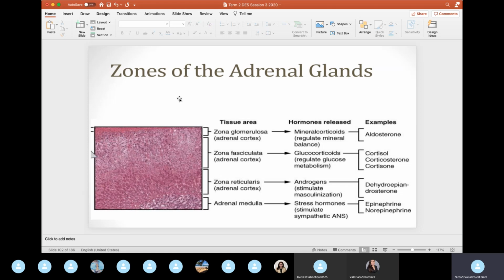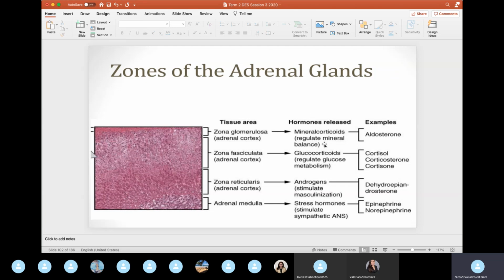This is my favorite. Zones of the adrenal glands. So the deeper you go, the sweeter it gets, right? That's what they say. So zona glomerulosa, fasciculata, reticularis. Look at the image on the left, the histology image. Know the histology, okay? If you have the Lippincott book of histology, do the questions there for histology.